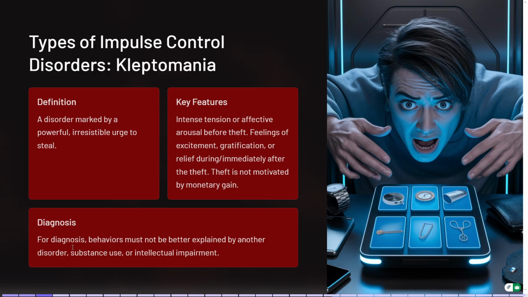Now, for diagnosis, the behavior must not be better explained by another disorder. If it is better explained by another disorder, then it is not kleptomania. It must not be explained by substance use or by intellectual impairment. If so, it will lead to another category. But if all those things are ruled out and the person still has this behavior, then it is kleptomania.